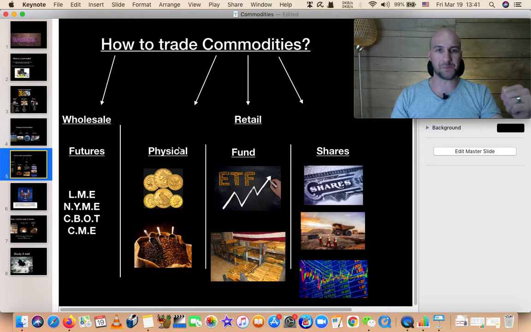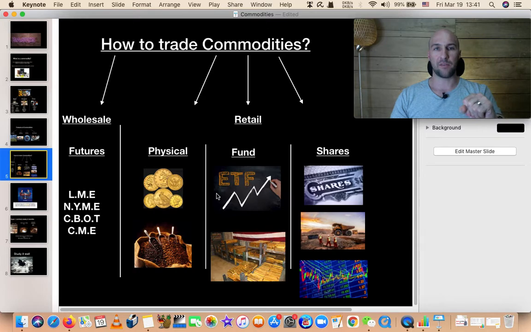But it's a great way. You can store some gold coins at home. You can buy some silver as well. Another way for retail to invest is in a fund. Now you get different funds, but be very aware of the different funds that you will invest in.